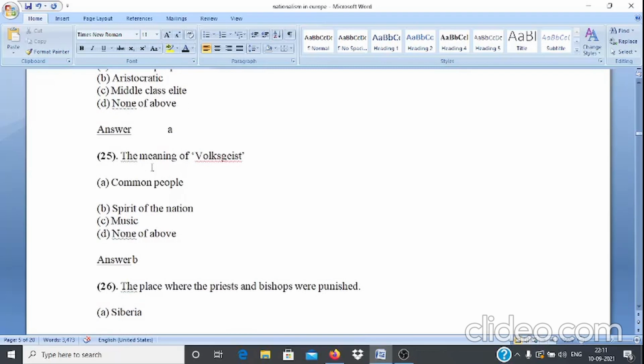Question number 25. The meaning of Volksgeist is A. Common people, B. Spirit of the nation, C. Music, and D. None of above. And answer is B, that is Spirit of the nation.